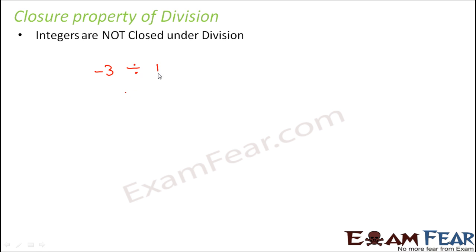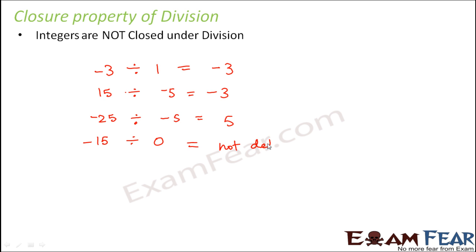Let's say minus 3 divided by 1. What do you get? You get minus 3. 15 divided by minus 5, you get minus 3. Minus 25 divided by minus 5, you get 5. Minus 15 divided by 0, what do you get? It is not defined. This not defined is definitely not an integer, and therefore we cannot say that integers are closed under division. So they are not closed. Sometimes they give integers, sometimes they do not.